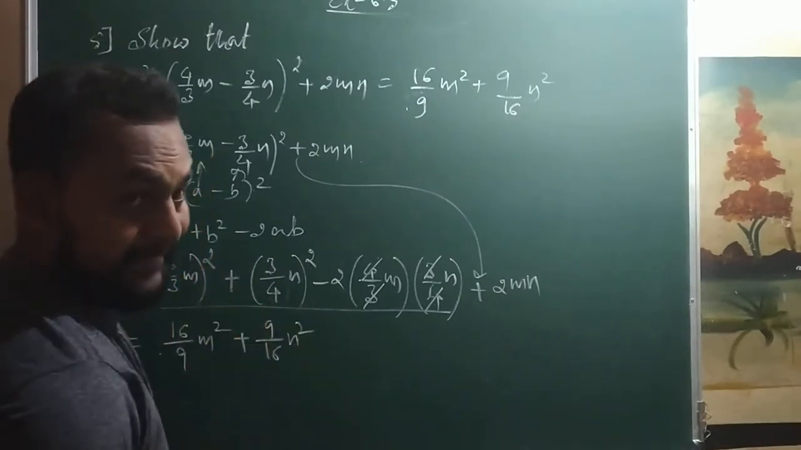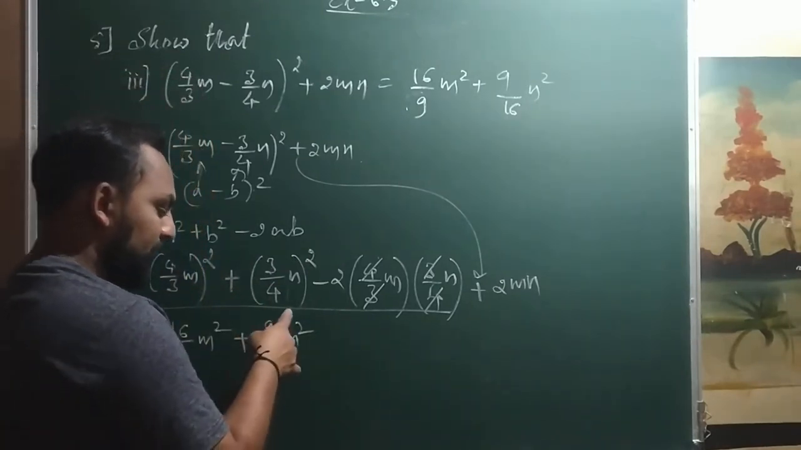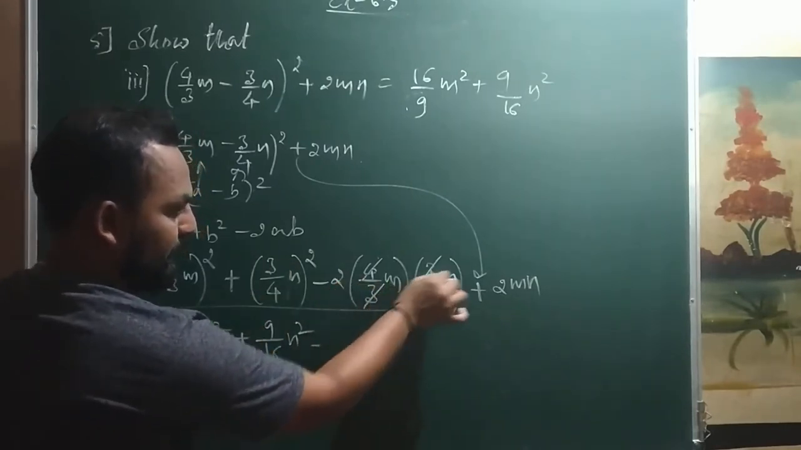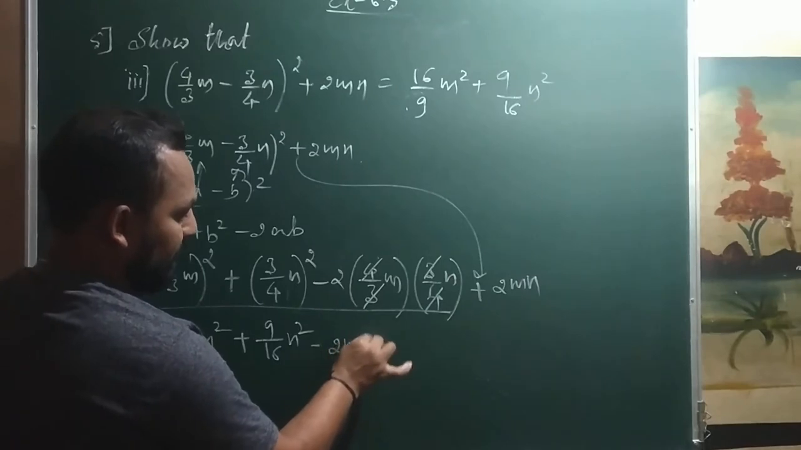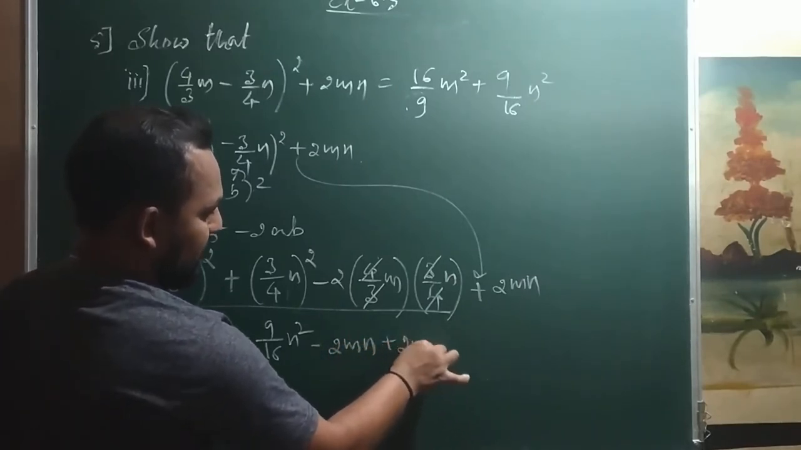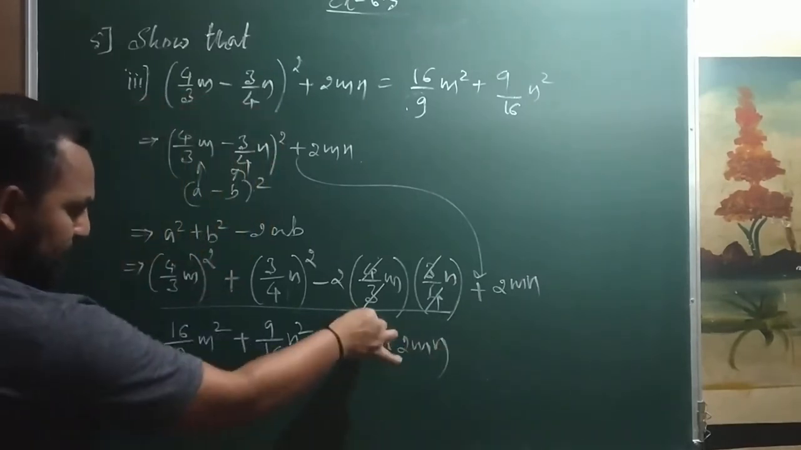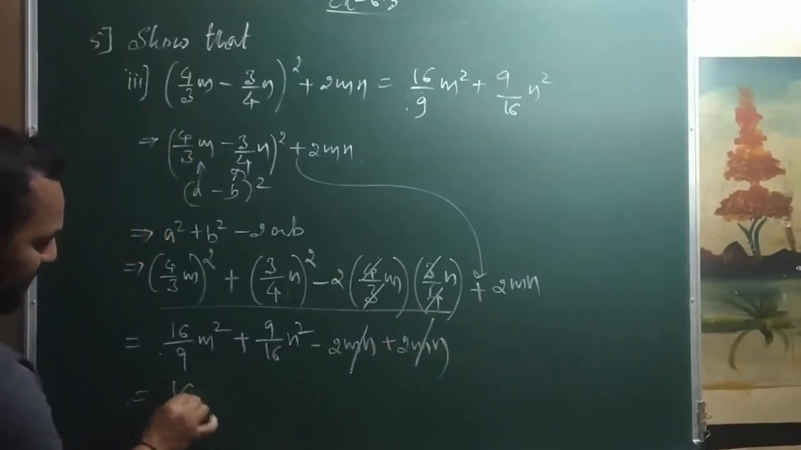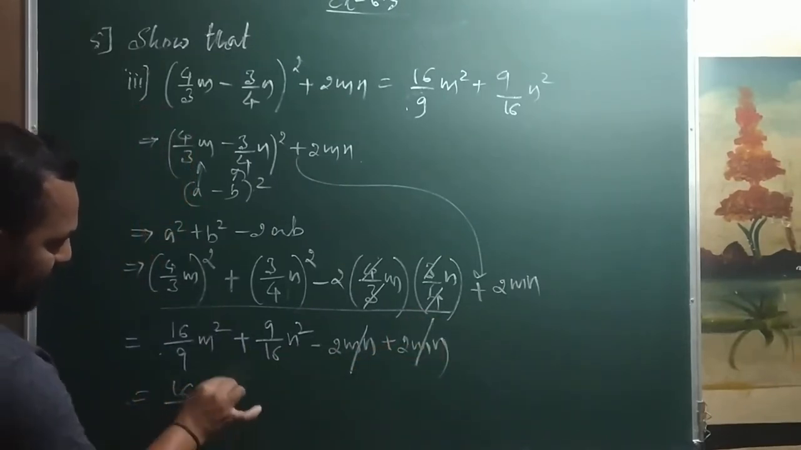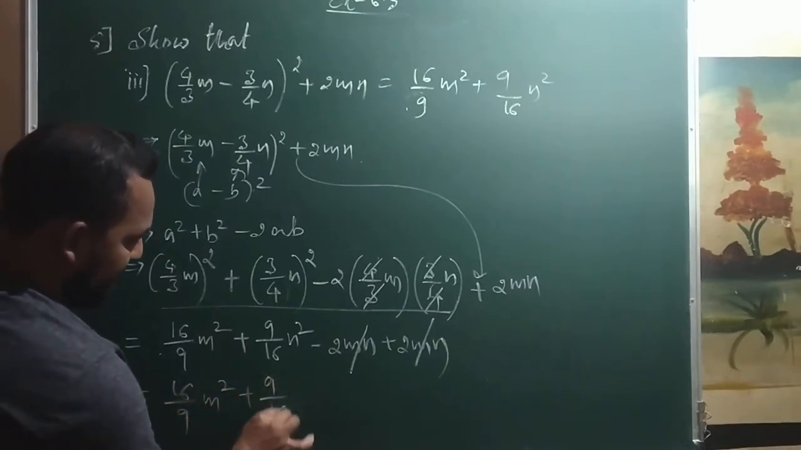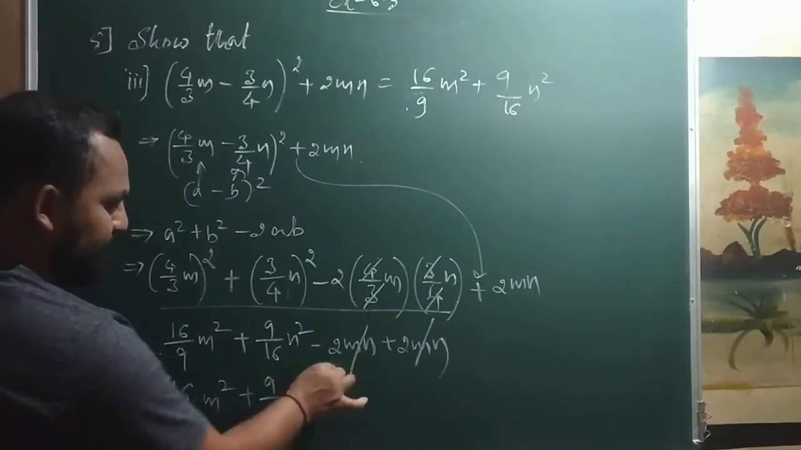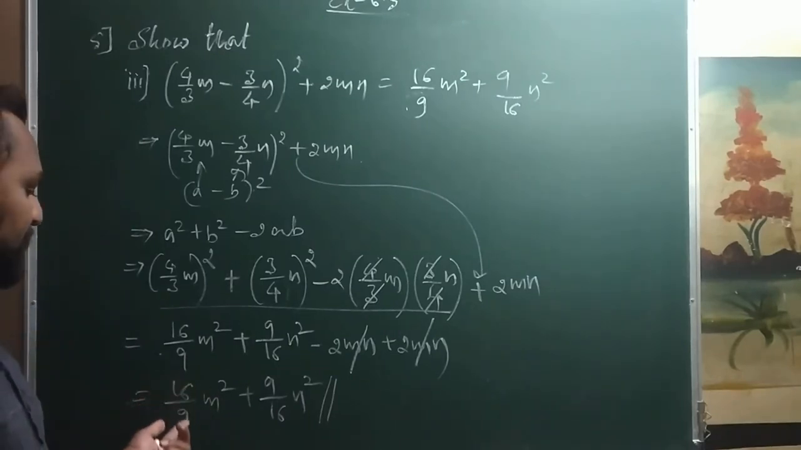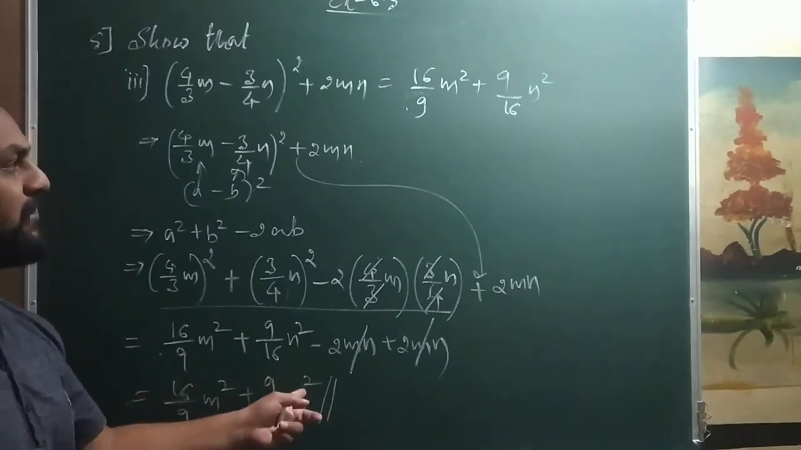(a/b)^m means a^m / b^m. Here -2mn and +2mn cancel. The remaining value is 9m square plus 9 by 16 n square. Okay, here the answer is 16 by 9 m square plus 9 by 16 n square.